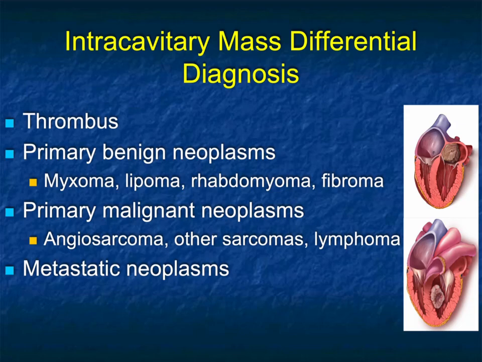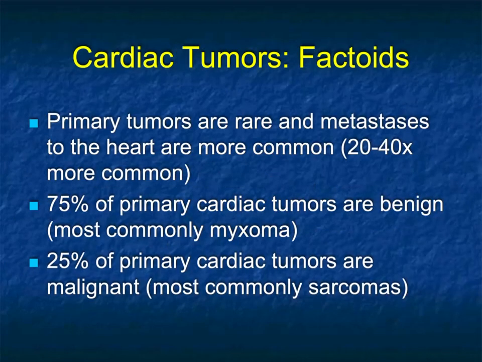We then think about intracavitary masses as benign tumors like myxomas, lipomas, rhabdomyomas, fibromas, and malignant tumors, including angiosarcoma, other sarcomas, including chondroblastic or osteogenic sarcomas, as well as lymphoma. And then we speak about metastatic disease as well.